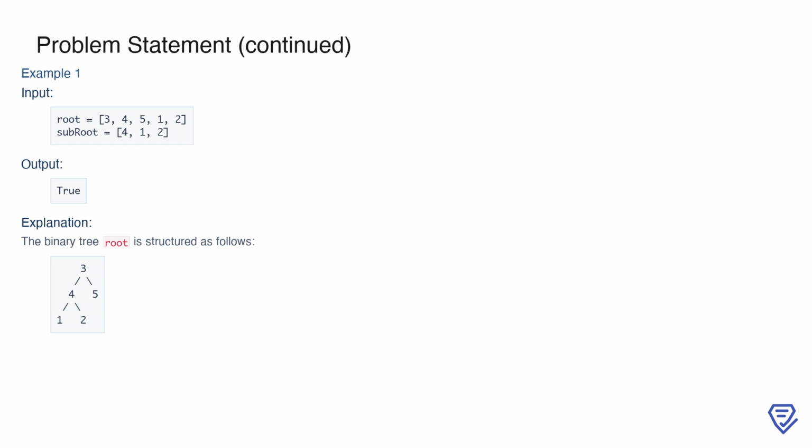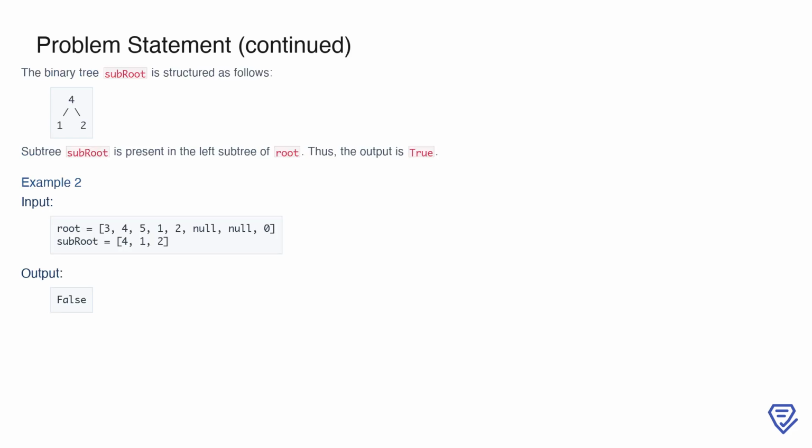The structure of subroot is simpler. It has 4 as its root, with 1 as the left child and 2 as the right child. When we compare this to the left subtree of root, we can see that it matches exactly. The node values and their arrangement in subroot align perfectly with the subtree starting at node 4 in root. Since the structure and values are identical, we can conclude that subroot is indeed a subtree of root. Therefore, in this case, the output is true.